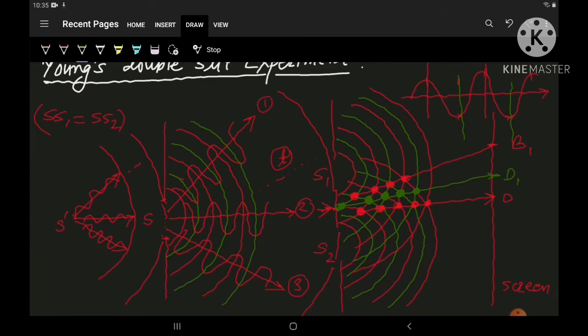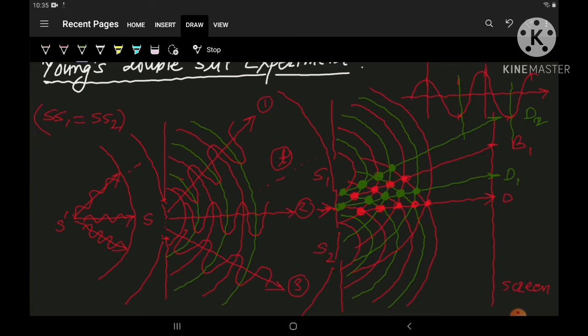Similarly, let us consider the next point. Then the next point is this, the red of S1, green of S2, next green of S1, red of S2, green, red. In this way we have many points. Along these points, if we draw a line, it will produce the minimum intensity on the screen, and suppose it is denoted by D2.